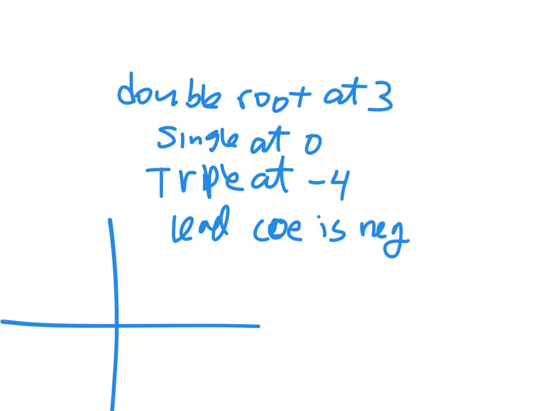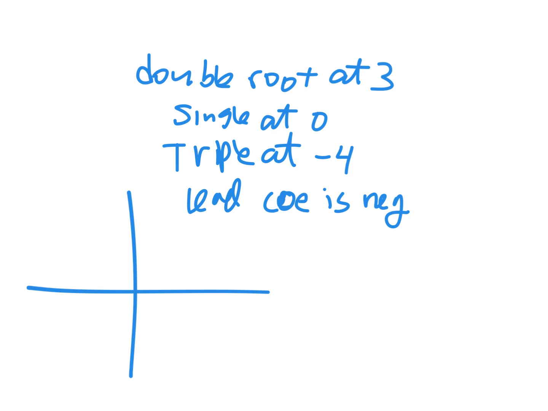If all of these things are true, I got a double root at 3, single root at 0, a triple root at -4, and the lead coefficient's negative, you should be able to draw the graph. I'll pause for a sec. Okay, so I'm going to just put big black dots where there have to be x-intercepts. One of them's at 0, one of them's at 3, another one's at -4. Okay, and the lead coefficient is negative, which means it has to go down at the end.